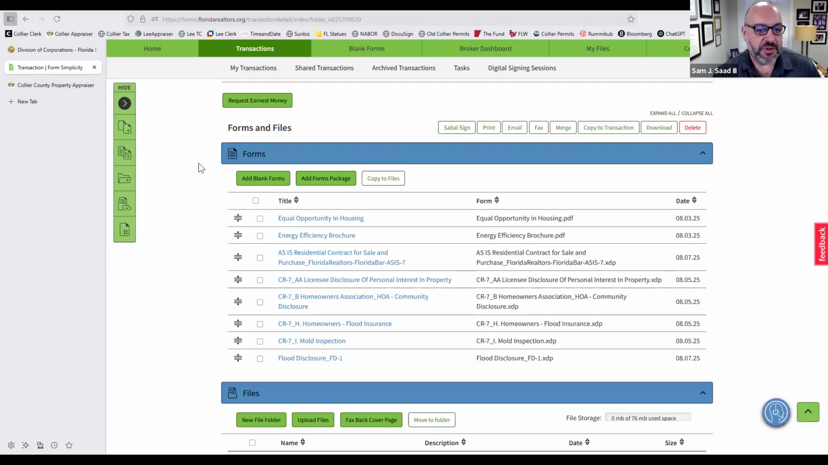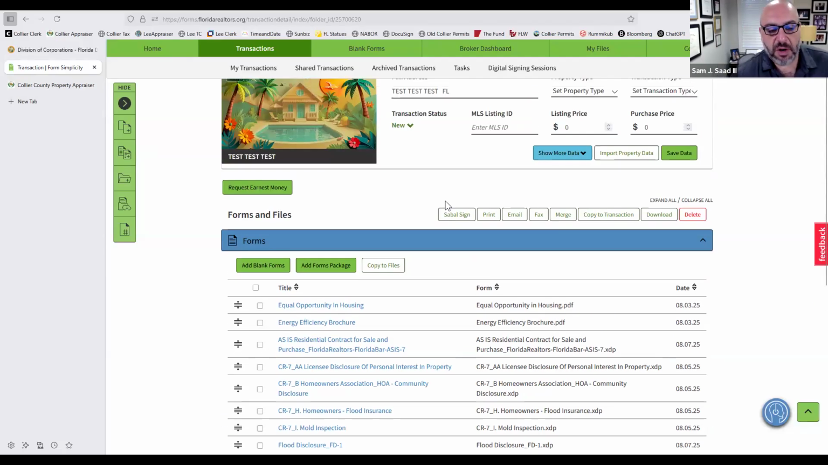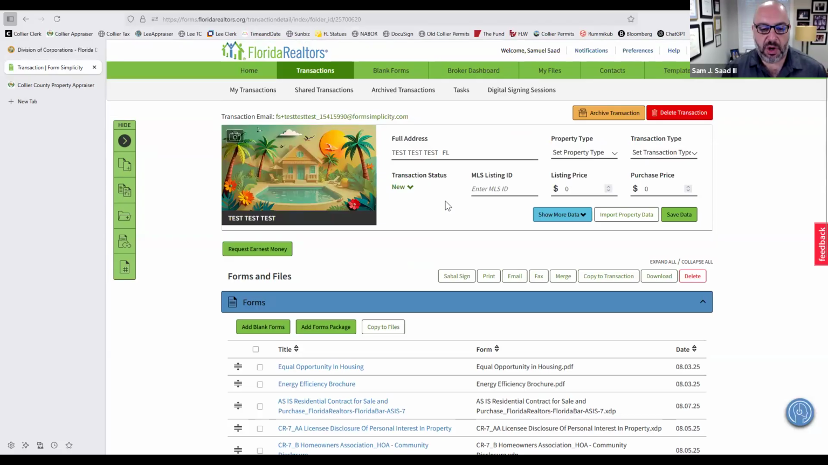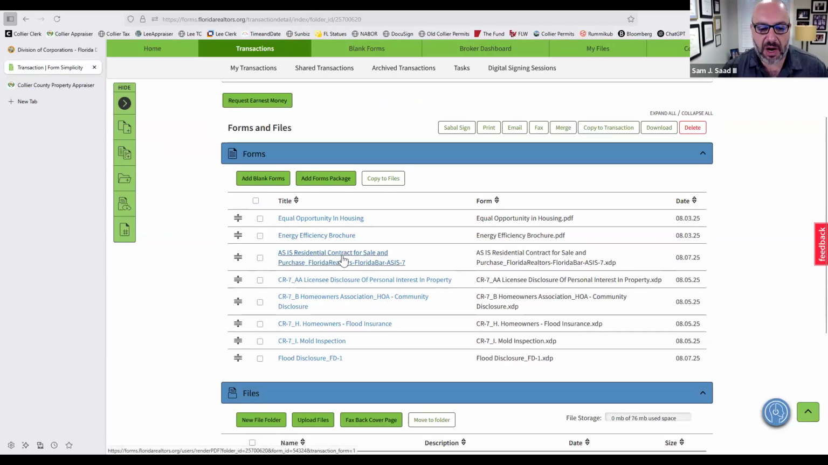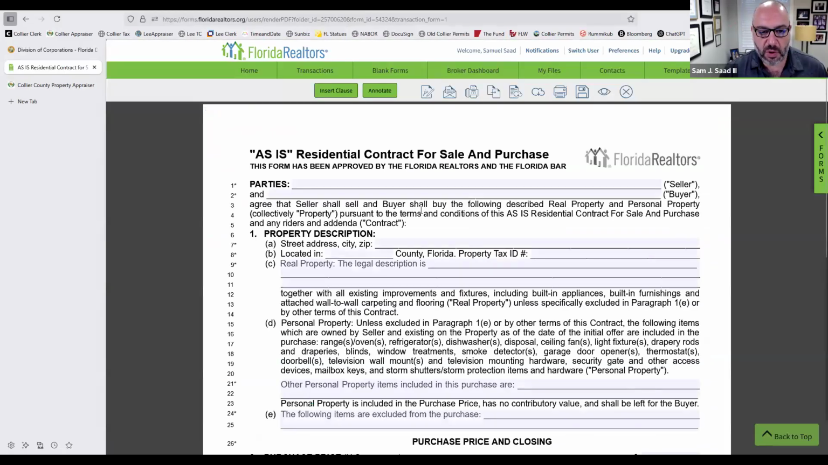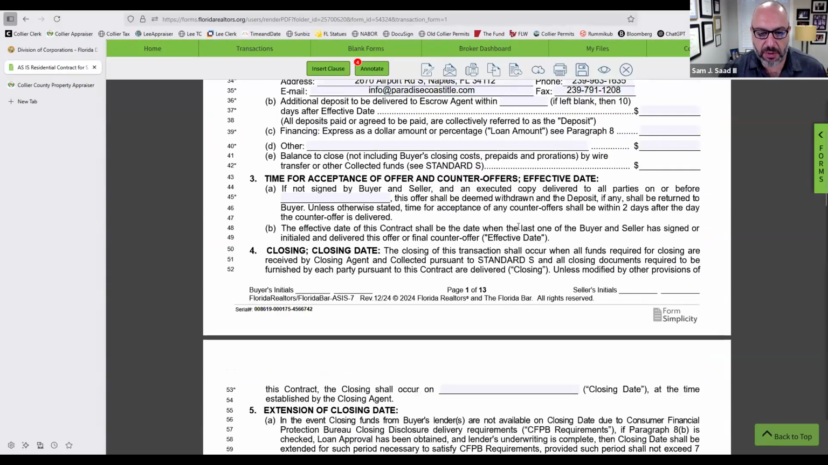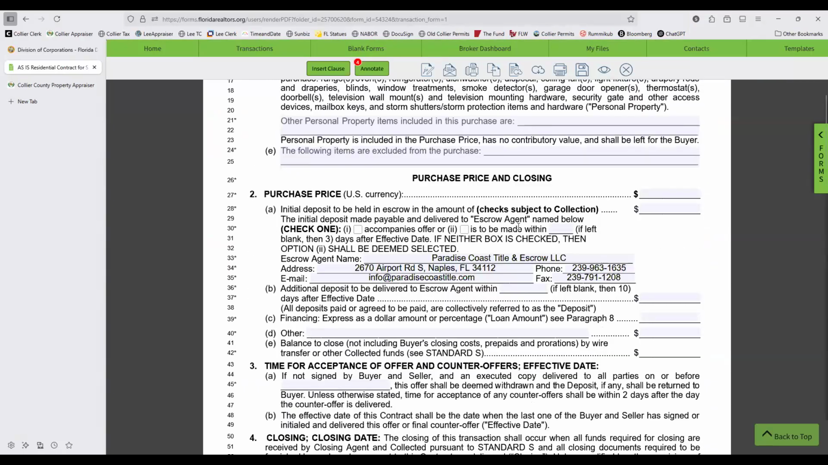Form Simplicity is up. Form Simplicity is the Florida Realtors provided transaction platform, and I have preloaded the FARBAR as-is contract and the required addenda into it. So let's dive right into the contract this morning. This, of course, is your FARBAR as-is. You're probably familiar with this form.